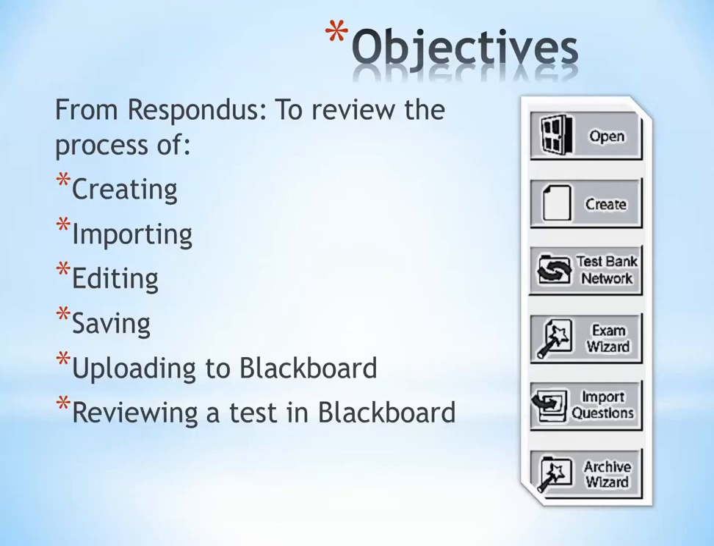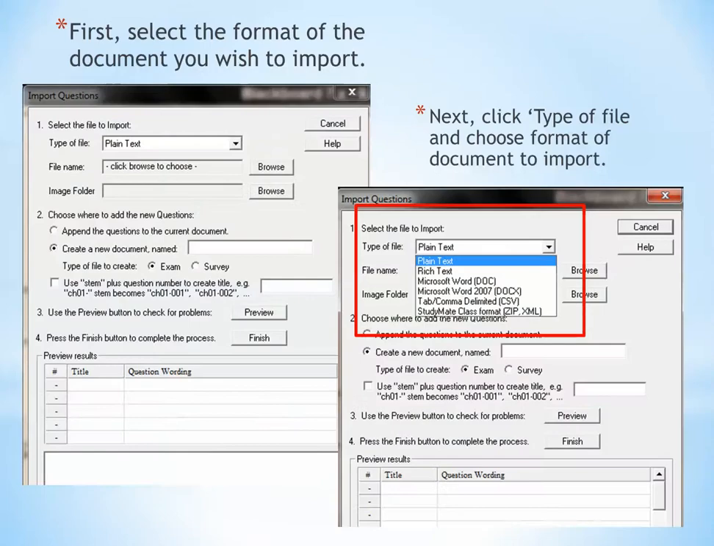The objectives here will include, from Respondus, to review the process of creating, importing, editing, saving, uploading, and reviewing a test in Blackboard. First, select the format of the document you wish to import. Select the plain text or type of file and choose the format of the document that you know you need to import.